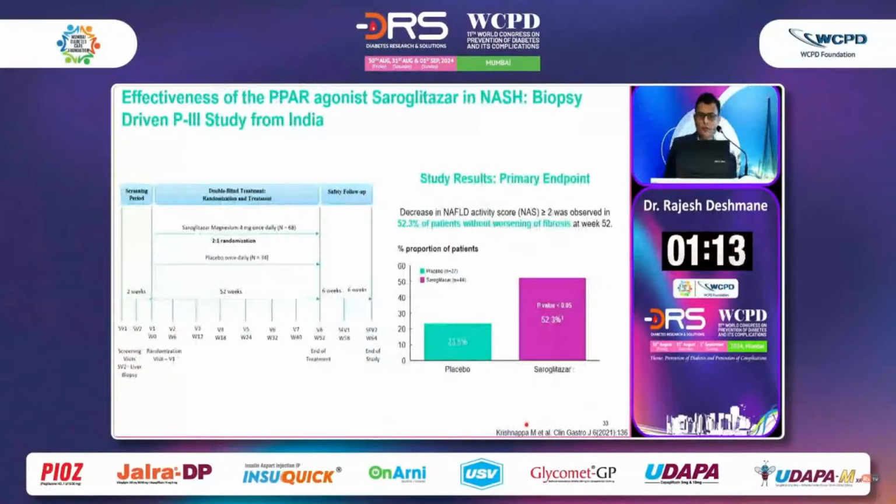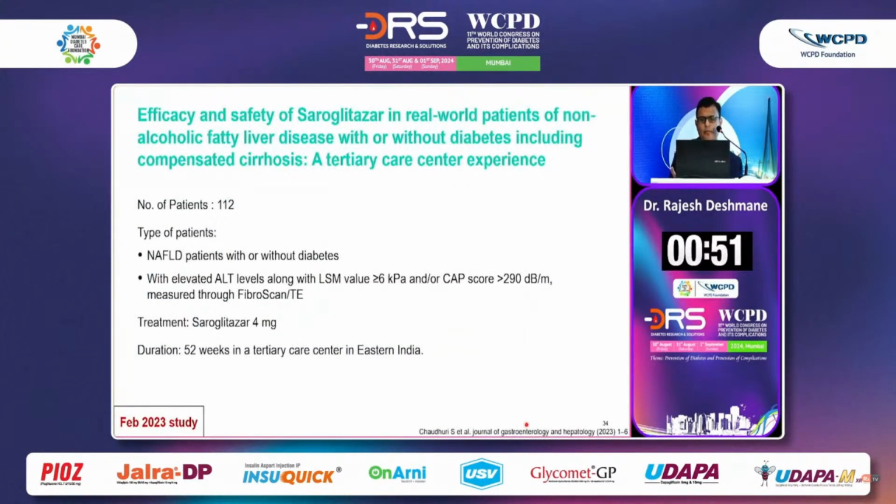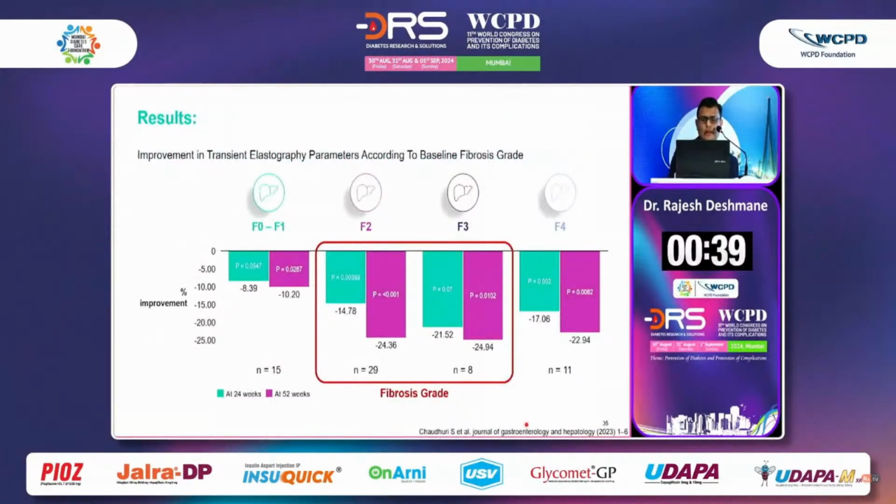This is again a NASH biopsy-driven study from India. Previously we considered biopsy the gold standard for diagnosis of NAFLD. Those patients treated with saroglitazar showed biopsy-proven benefit in almost 53% of the patient population. This is also a publication by our own Dr. Shubhankar Chaudhary, with almost 112 patients from a tertiary care center experience. What they say is that there is always benefit, from patients in fibrosis stage 1 to those with fibrosis stage 2, 3, and 4. Everywhere you can see a benefit in reduction of fibrosis grade. Those patients who were at fibrosis grade 2 reduced to normal or one grade lower. So benefits are seen across all populations.